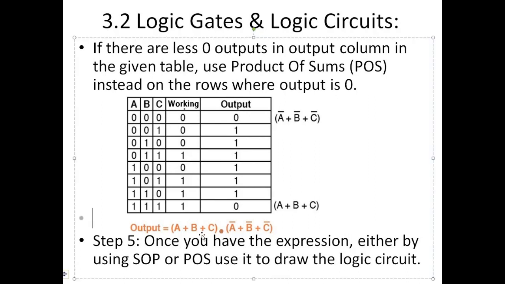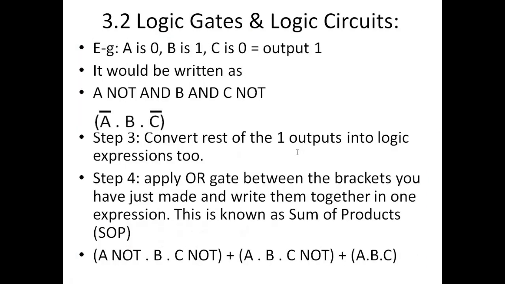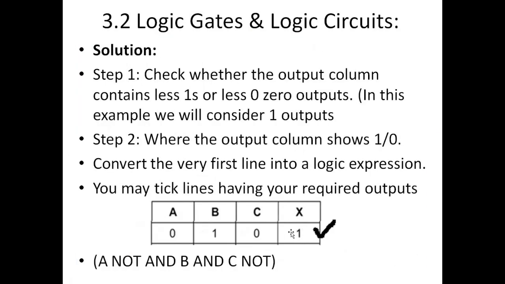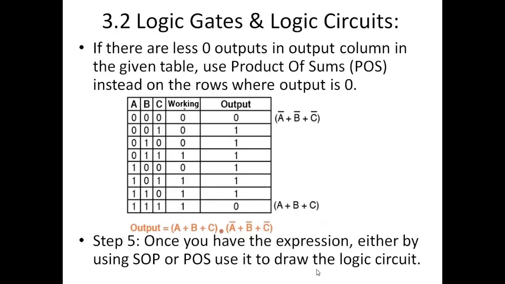Now okay, so this process, if you have the output as 0 and you are applying OR gate between the inputs and AND gate outside the bracket, is known as product of sums. And this situation where you have 1 as the output, you are applying AND gate between the inputs and OR gate outside the bracket, is known as sum of products. It's okay if you can't remember these names, they are not directly related to your syllabus, just a slight hint.